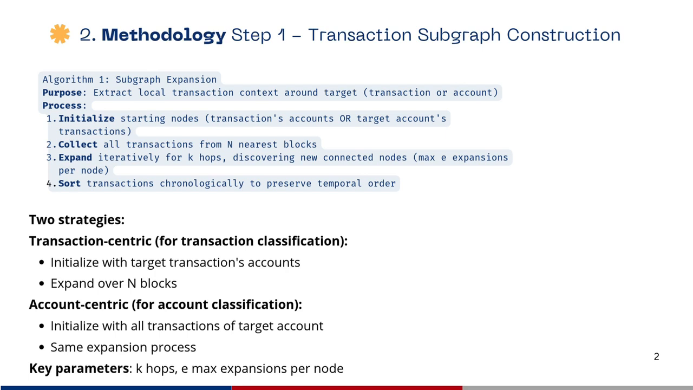And there are two types of strategies used. One is transaction-centric, for transaction classification, which initializes with the target transaction account and expands it over n blocks. And another one is account-centric, which is used for account classification, and again, it initializes with all transactions of the target account and expands it over n blocks.